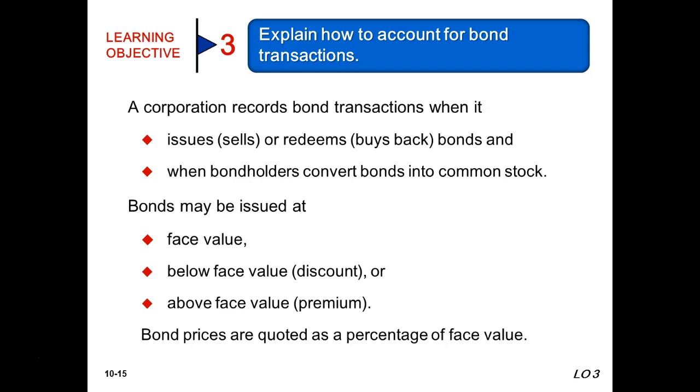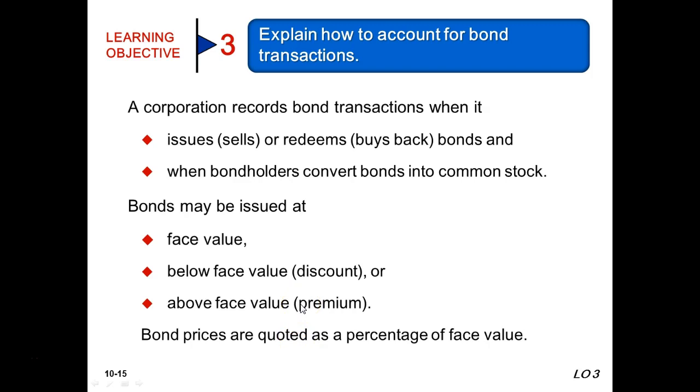So, what's very important from this chapter is that you know how to record the journal entries of bonds. Bonds can be issued at face value, below face value, which is a discount, and above face value, which is a premium. And bonds are talked about in increments of 100. So a bond at face value is said to be at 100. Bonds below 100 are at a discount, and bonds above 100 are above face value.